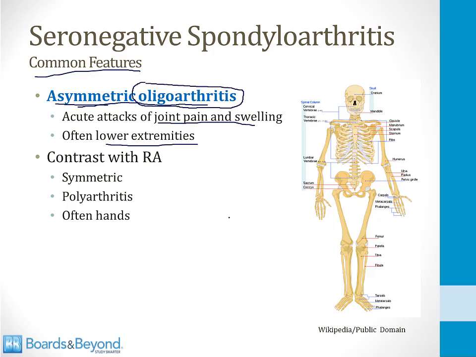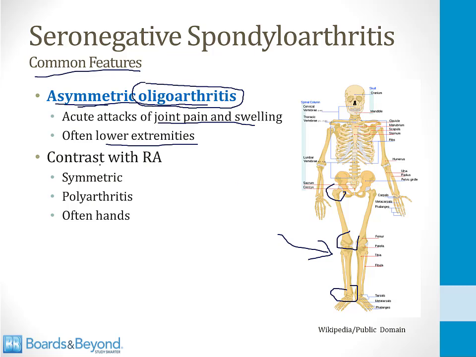So if you think about it, this is a very unusual presentation to present to the doctor with complaints of multiple joints on only one side of the body, usually in the lower extremities. For example, a patient may complain of pain in the hip, pain in the knee, and pain at the ankle. That's 3 joints. It's an oligoarthritis, and it's asymmetric on one side of the body. That's an unusual presentation, and it's classic for the seronegative spondyloarthritis conditions.